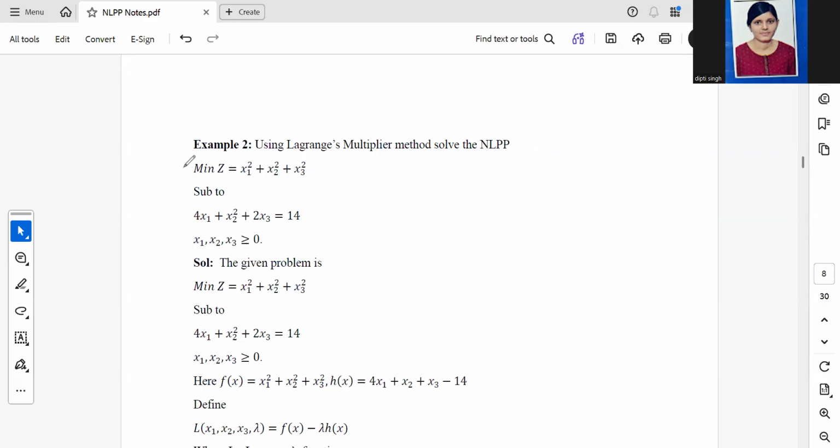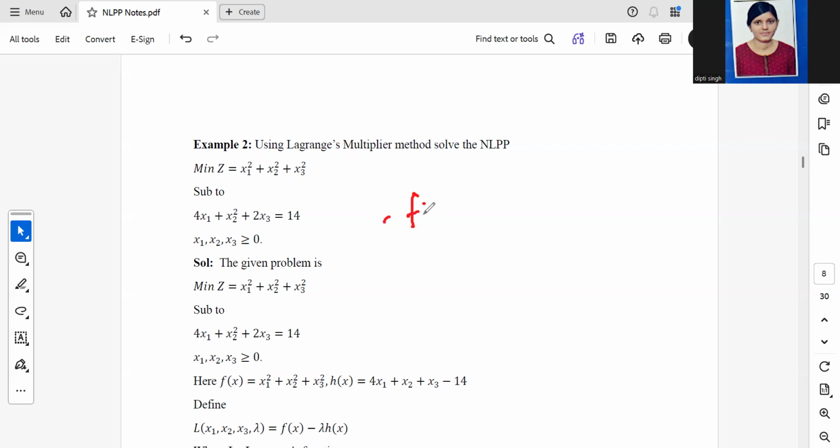It is given that we minimize z equals x1 square plus x2 square plus x3 square, subject to the condition 4x1 plus x2 square plus twice of x3 equals 40, and x1, x2, x3 greater than or equal to 0. So you can see that here the decision variables are 3, and there is one constraint.